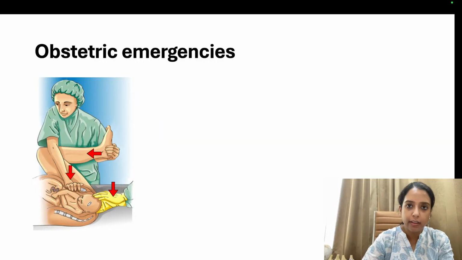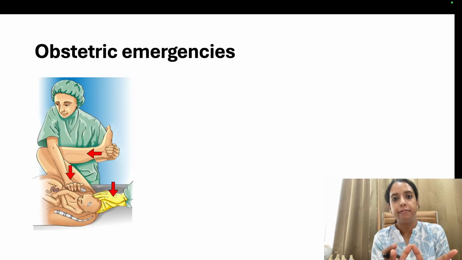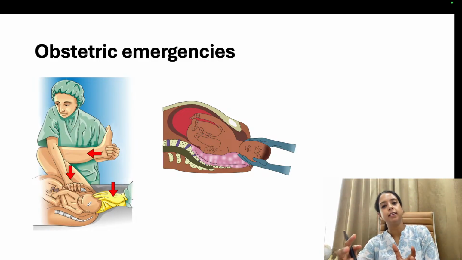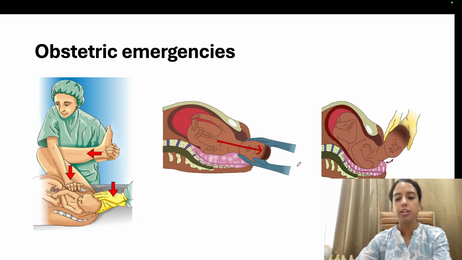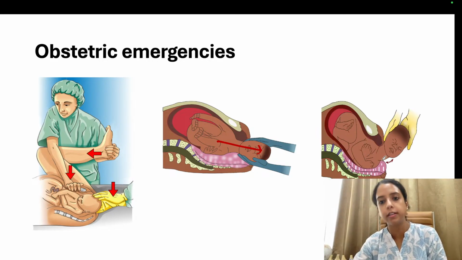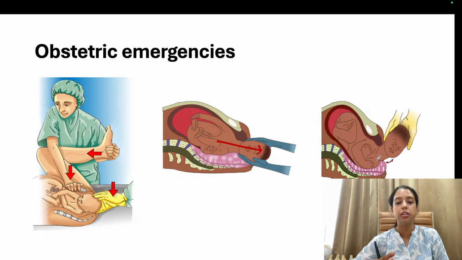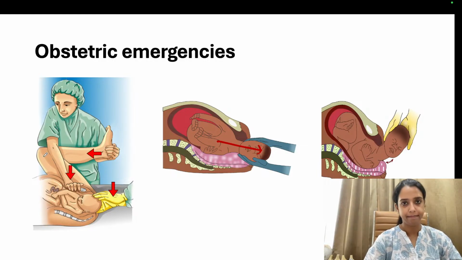But before giving this maneuver, also remember, as soon as shoulder dystocia happens, the first thing is axial traction. Always try to apply axial traction, meaning in the axis of the baby. Lateral traction like this is never applied, you will injure the brachial plexus. The first step after shoulder dystocia is axial traction. If it doesn't work, then you go for McRoberts like this one.